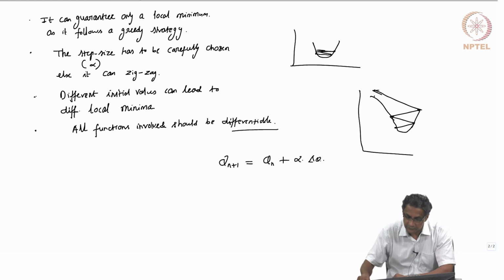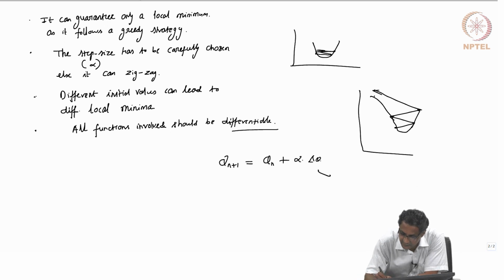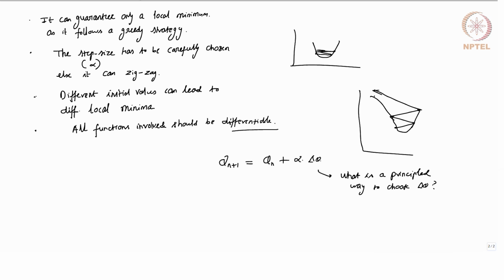Okay. So what is a principled way to choose this delta theta? Gradient descent is actually a principled strategy, and I thought we'll just show that.